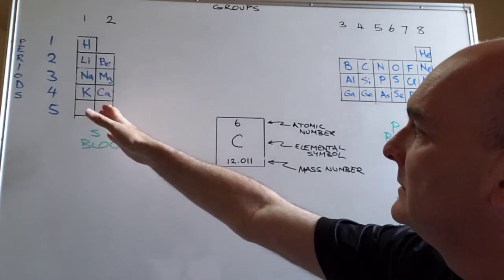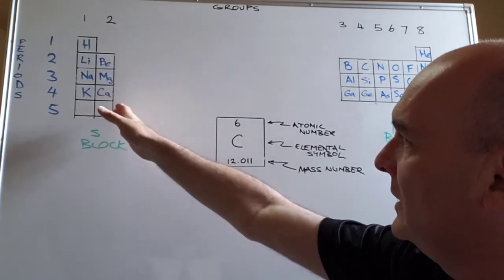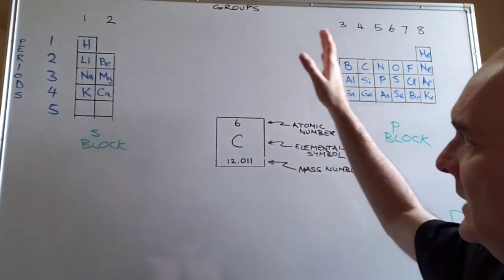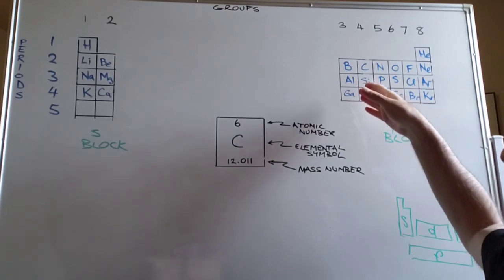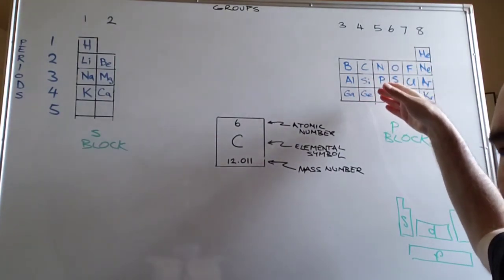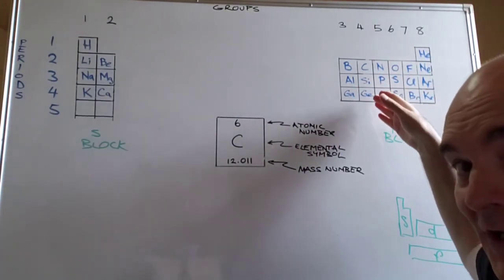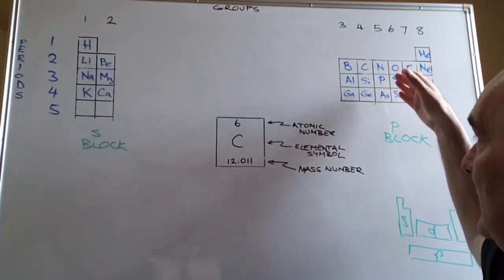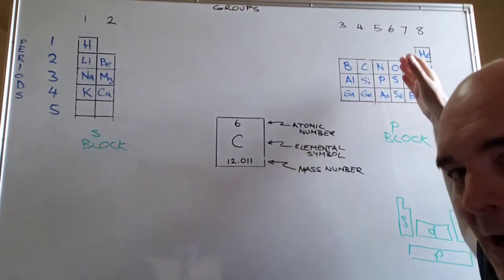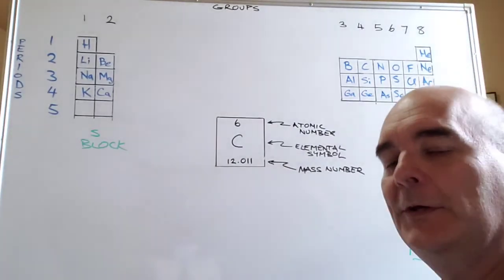Everything in group 1 shows the same behavior. Everything in group 2 shares the same behavior. Everything in group 3 shares the same behavior and is different from everything in group 4. But everything in group 4 shares the same behavior, and they're going to be different from things in group 5. But everything in group 5 shares the same behavior.